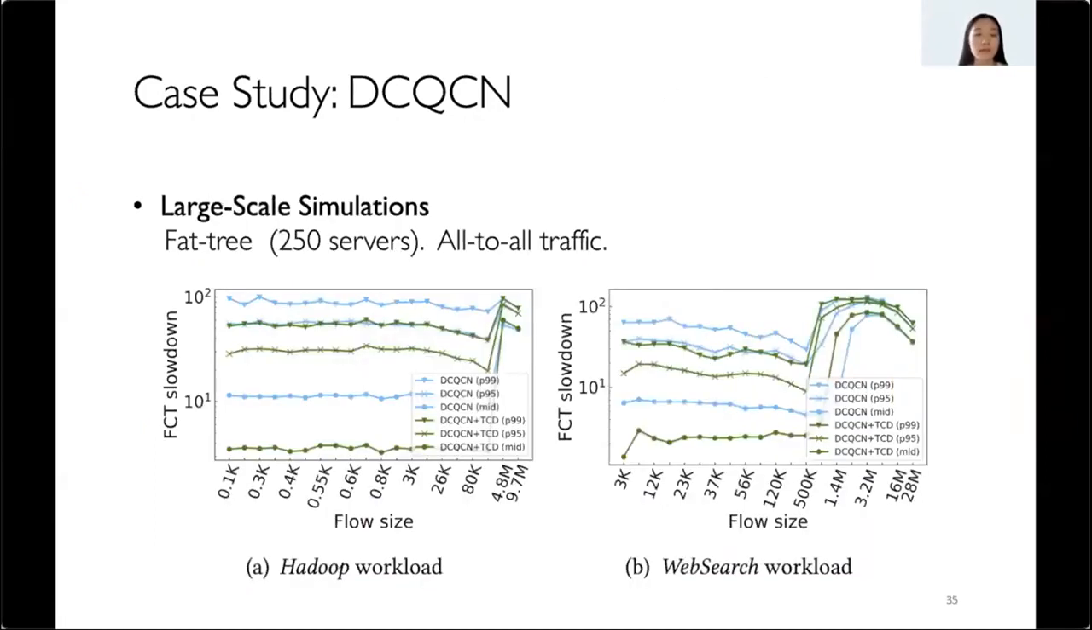We also conduct large-scale simulations. For both workloads, DCQN with TCD can reduce the median and 99% FCT slowdown, especially for small and medium flows.